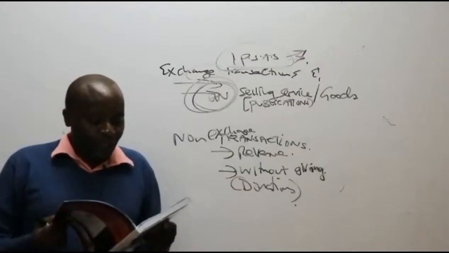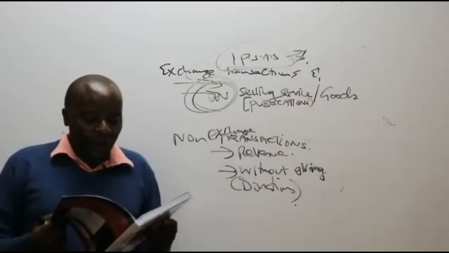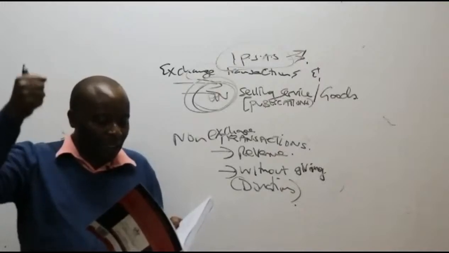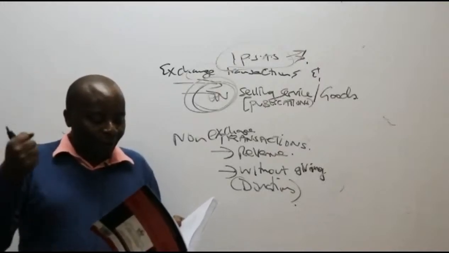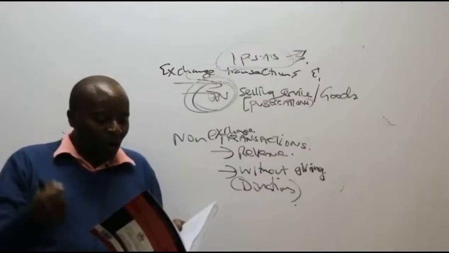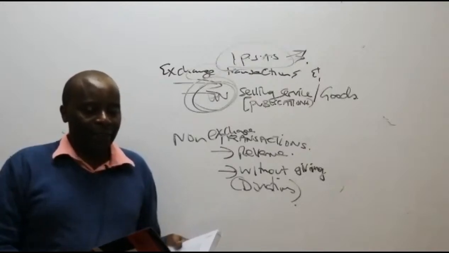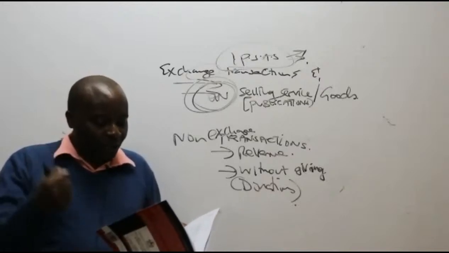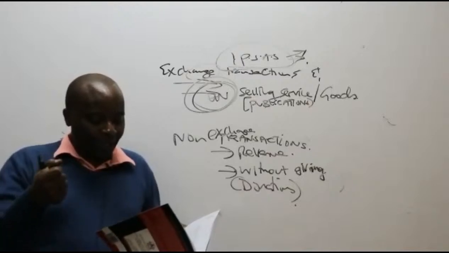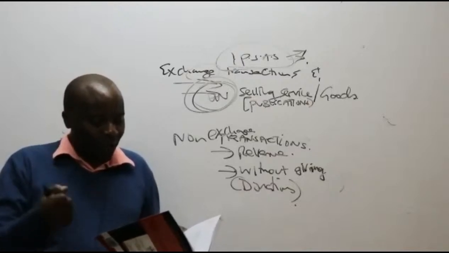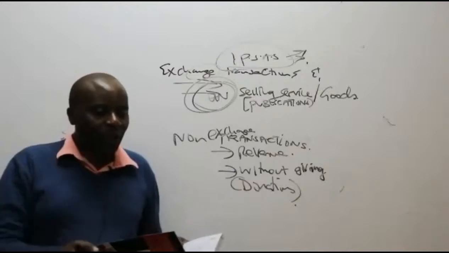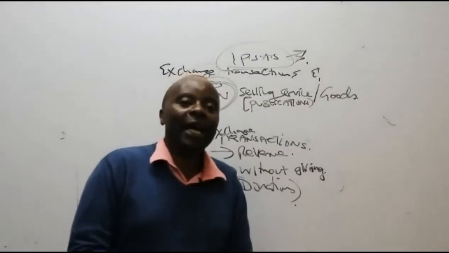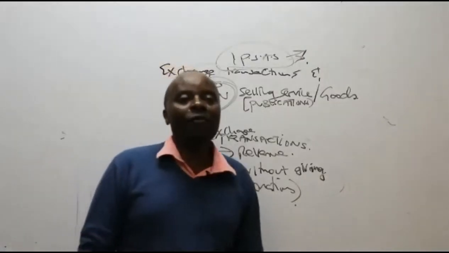With reference to IPSAS 9, revenue from exchange transactions, summarize 5 conditions that must be satisfied before revenue from the sale of goods can be recognized. Before you recognize revenue from the sale of goods, there are some conditions that must be met. Which conditions are these? And remember, IPSAS and IFRS do not have a big difference.